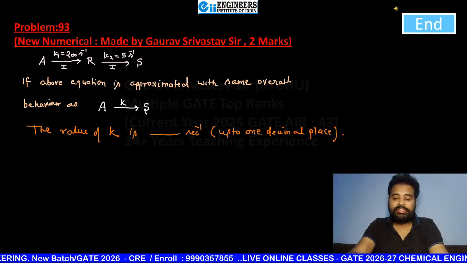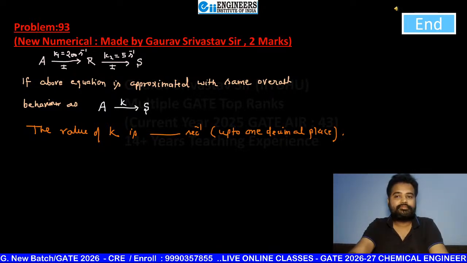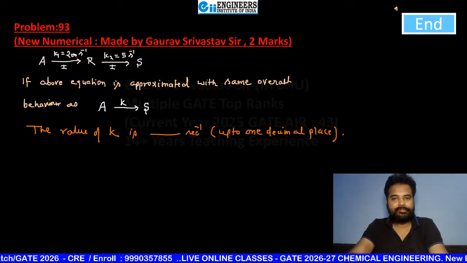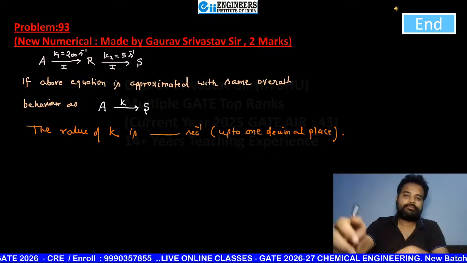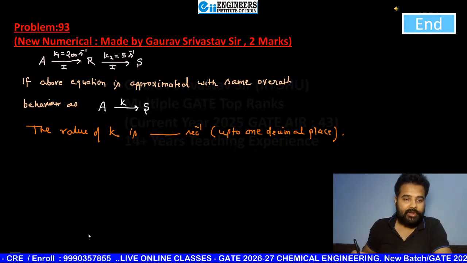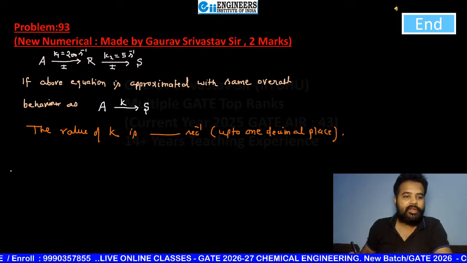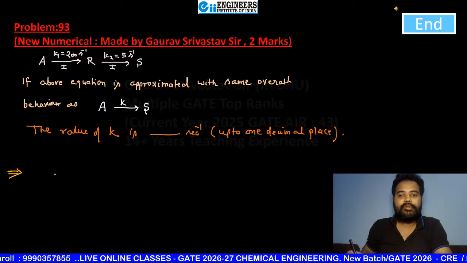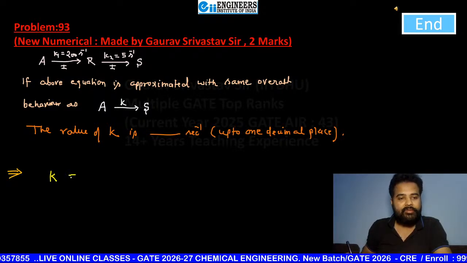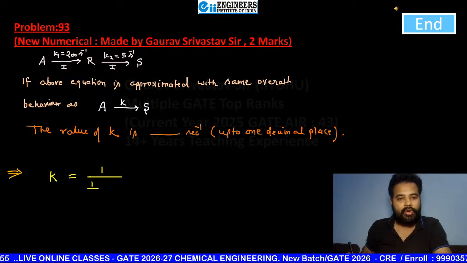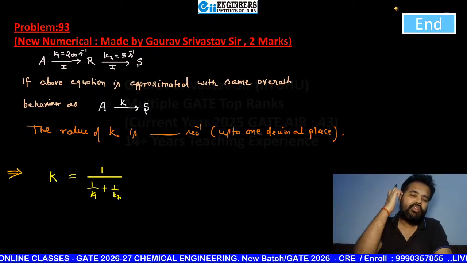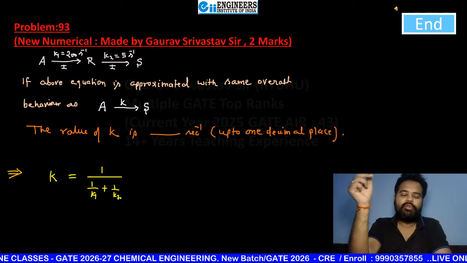Unable to do it, nobody got it, yaar. One student gave 200. See beta, this is very easy. 200 is not the correct answer, beta. See the solution. Here k is very easy to solve. It is 1 upon k equals 1 upon k1 plus 1 upon k2. That means just 1 by k is equal to 1 by k1 plus 1 by k2.